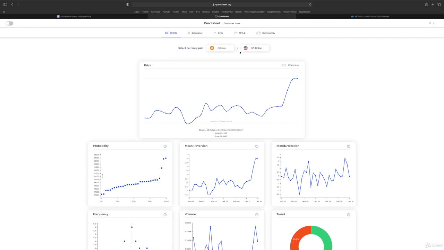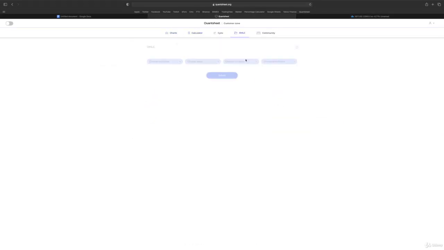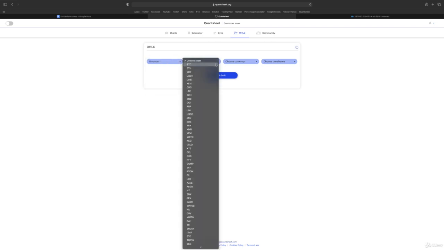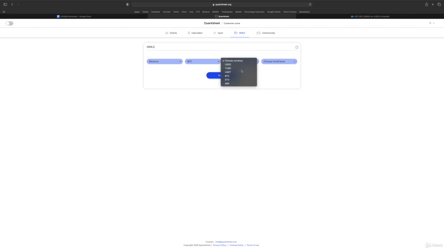On this website, if you want to take a look only at Bitcoin, it is 100% free. You can use these charts, you can use the calculator, you can also go to the downloader. This is a one-of-a-kind downloader where you can download whatever data you want. For example, you select Binance, Bitcoin, USDT, choose your time frame, for example 1 day, and you can just download it. You can select CSV or XLSX and you are good to go.